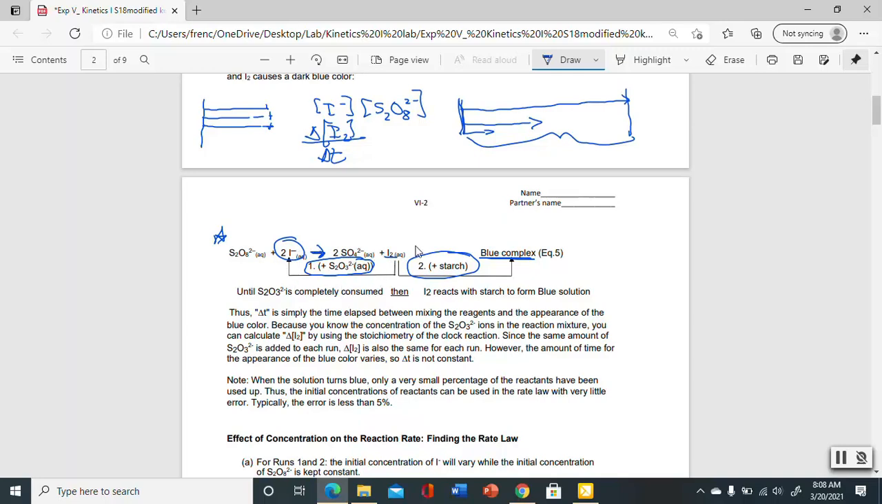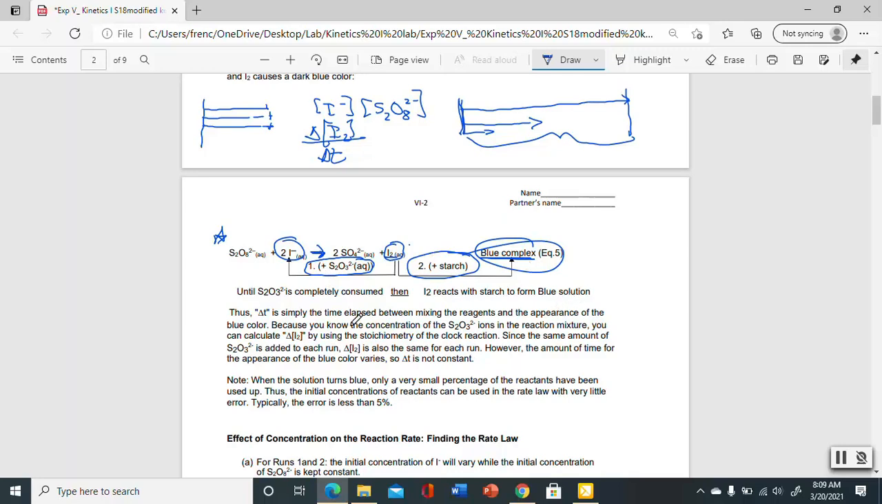Okay? So all this starch is the indicator. It tells us when we have iodine that's actually staying in solution, that's not being used up by thiosulfate. So slow reaction, this thiosulfate gets used up slowly, and it takes longer before you get that blue complex. Fast reaction, the thiosulfate gets used up quickly, and it's less time before you see that blue complex. So that's the idea behind this lab.